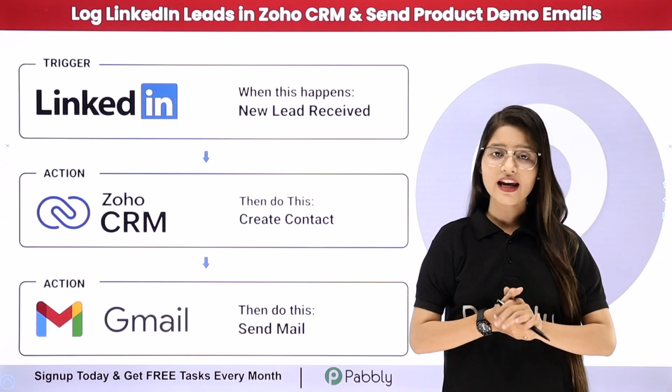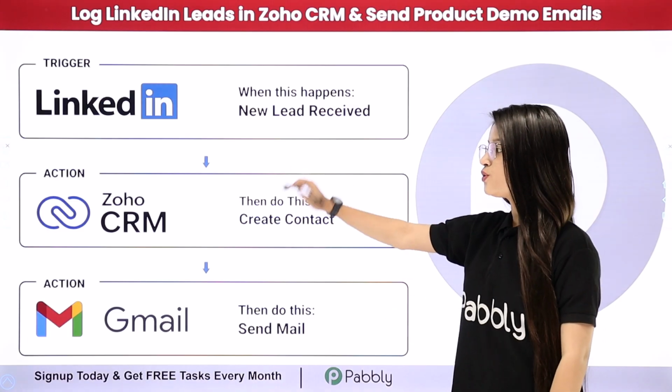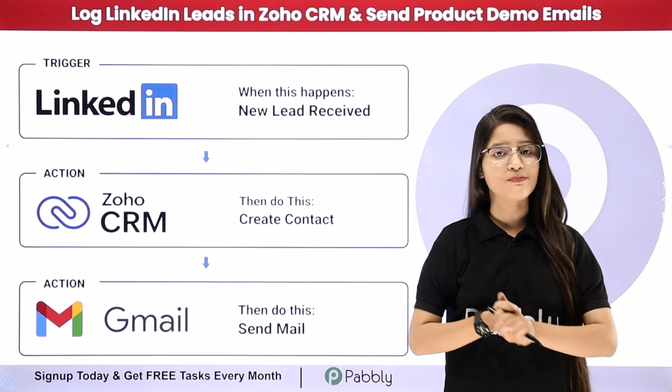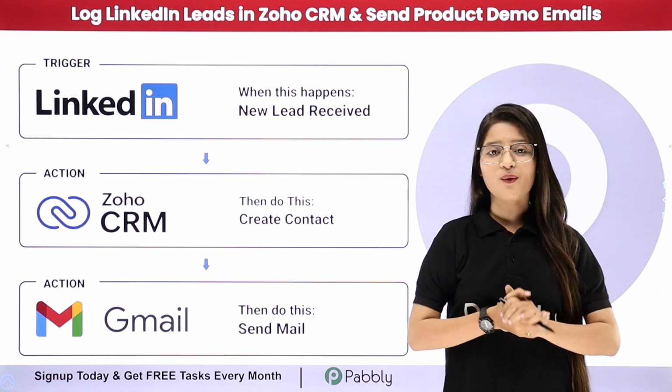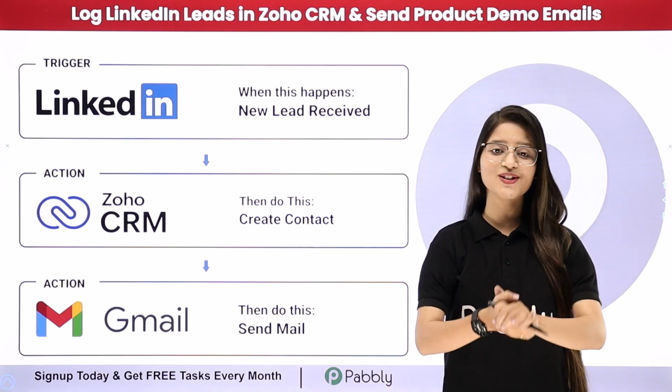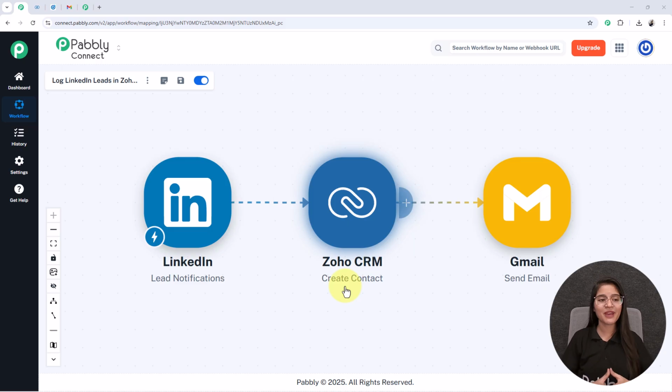So to do this, I will integrate my LinkedIn to Zoho CRM and Gmail using an automation software named Pabbly Connect. So now to see the working of this amazing automation and learn the process step by step, let's go to my screen. Welcome to my screen everyone.